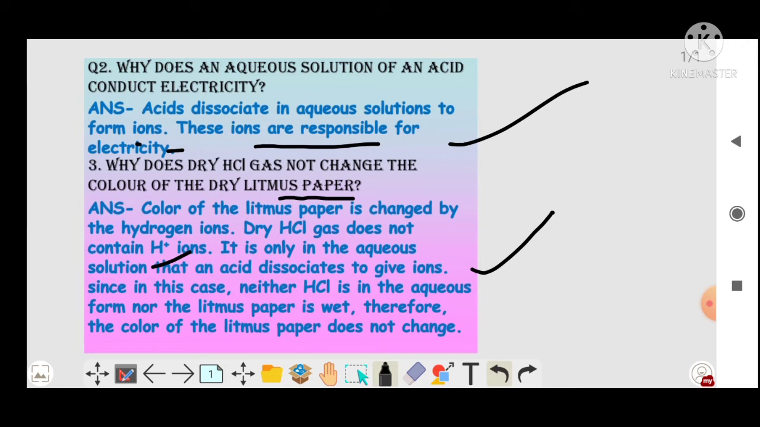Do you understand? Because dry HCl does not contain H plus ions. HCl contains H plus ions in aqueous solutions, and these H plus ions cause the acidic character of HCl, which can change the color of litmus paper. But here HCl is dry and the litmus paper is also dry, so there are no H plus ions which cause the acidic character of HCl. As a result, the color of the litmus paper does not change.